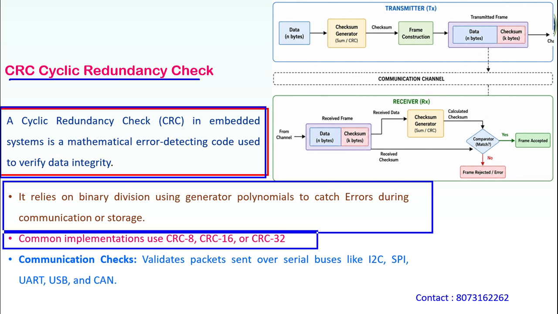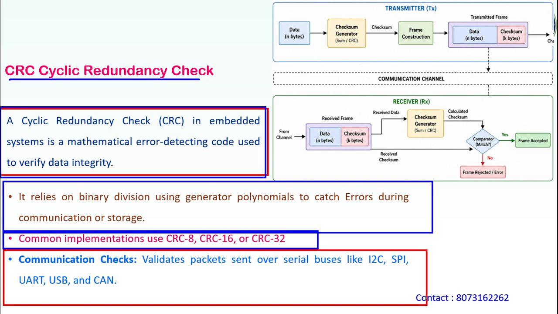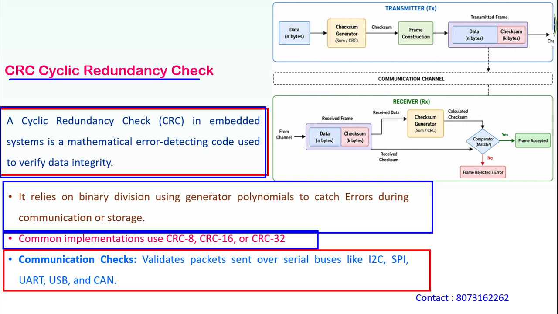There are different types of CRC methods. We have CRC 8-bit, we have CRC 16-bit and we have CRC 32-bit as well. And most of the time this CRC checksum mechanism or CRC method we will use in most of the communication protocols such as I2C, SPI, UART, USB, CAN, LIN, and even in FlexRay also we will use.